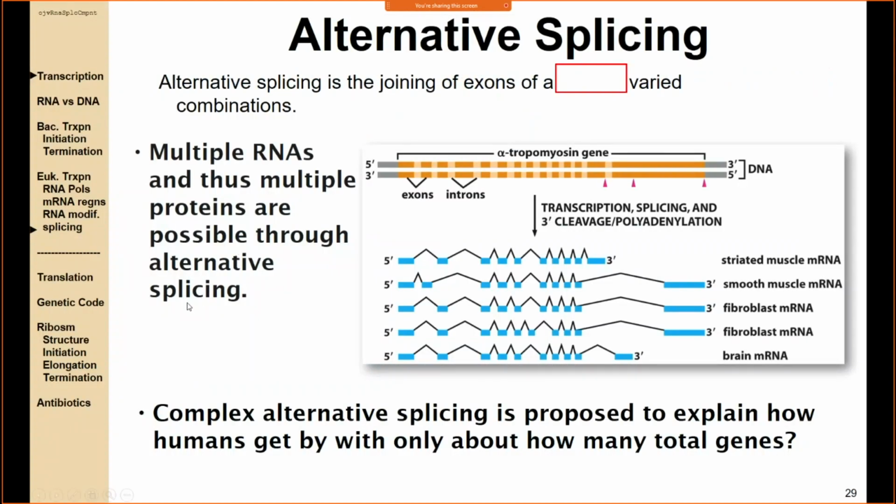Okay, so alternative splicing. Alternative splicing is the joining of the exons of a gene in varied combinations, right? And so we've talked about that definition of a gene before. Multiple RNAs, and thus multiple proteins, are possible through alternative splicing. Here are some examples of mRNA of the alpha tropomyosin gene in different tissues: striated muscle versus smooth muscle, fibroblasts, and brain. And so you see this one gene is making different proteins in different tissues, okay?